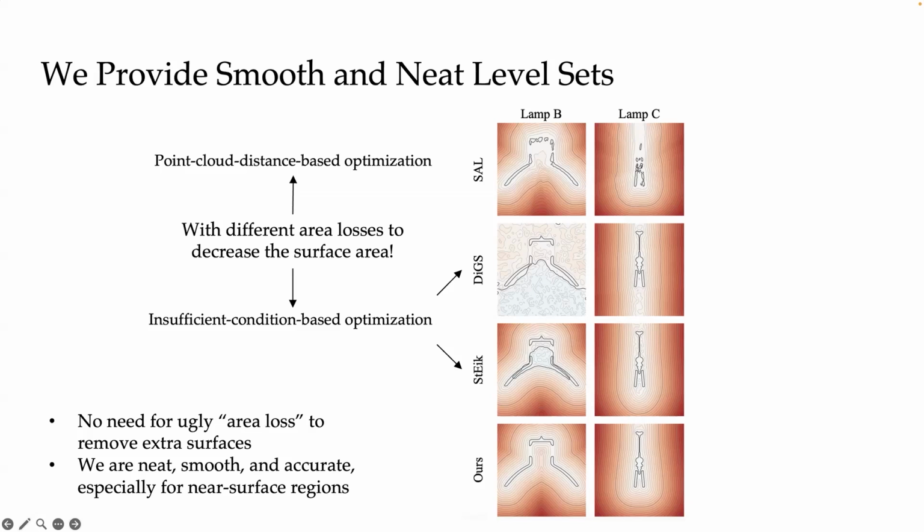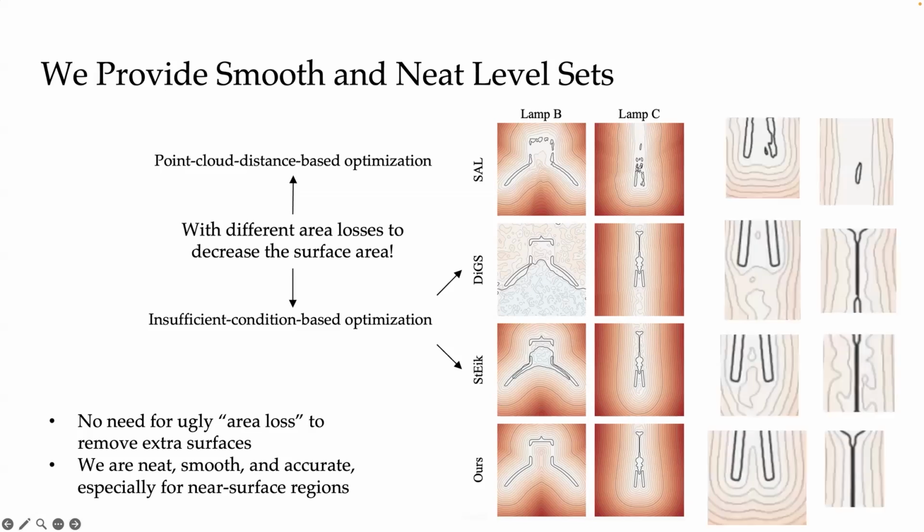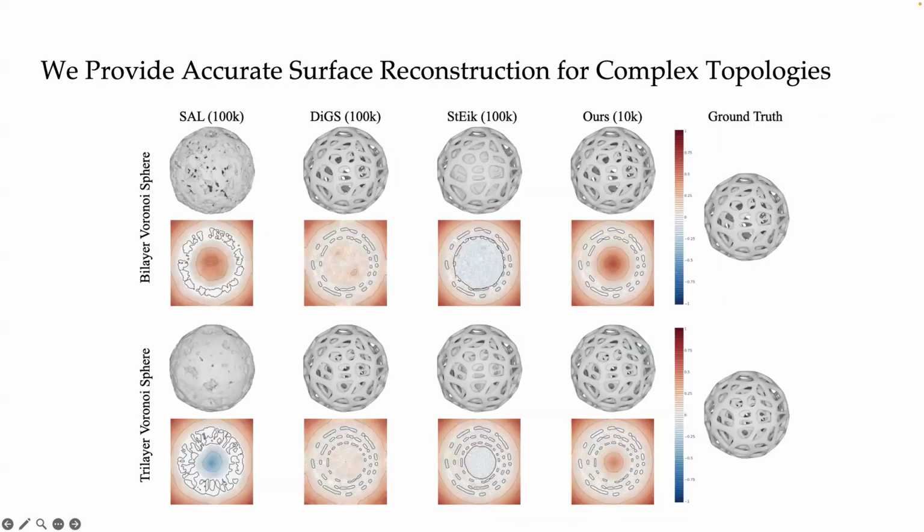Another interesting thing is that if you zoom in, we are also the only one that provides accurate distance queries near the surface. This time, we present a harder challenge for all methods, a Voronoi sphere with many holes. We also created double layer and triple layer versions. Although it has 3 layers, our method can effectively reconstruct the SDF within 10,000 iterations. In contrast, their method requires 10 times more iterations and still fails to produce acceptable results. Their level sets are chaotic, surface reconstruction is terrible, and they cannot remove extra boundaries.